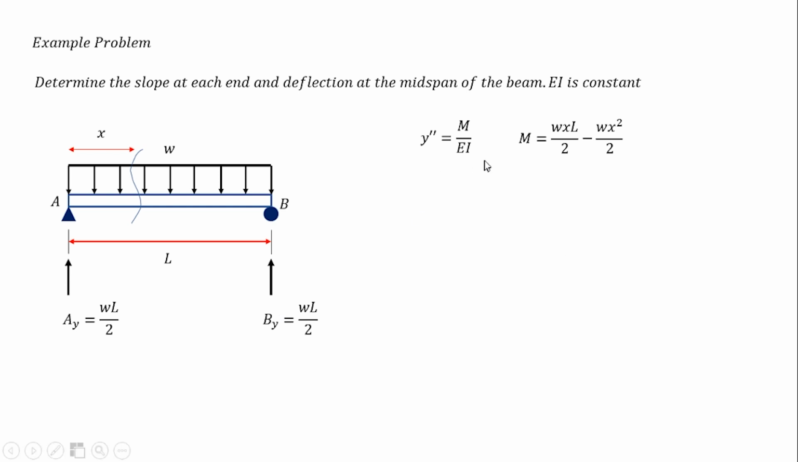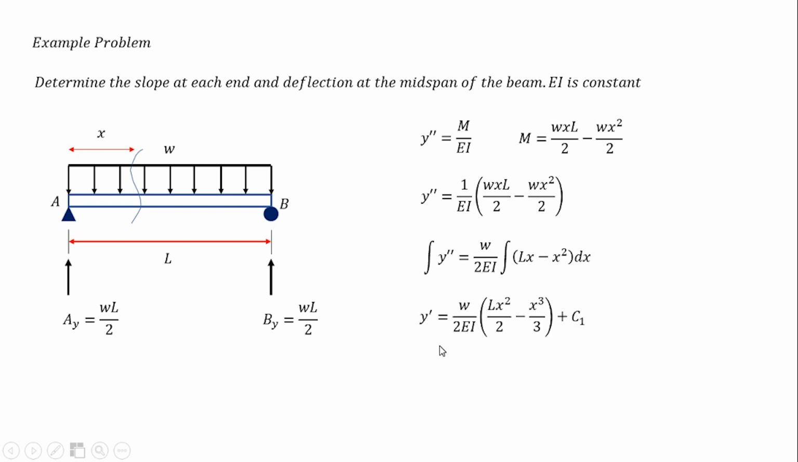So, substitute this value of M to this equation. We get Y double prime equal to, I took out the 1 over EI because this is constant, and what is inside is just WXL over 2 minus WX squared over 2. So, integrating both sides, we can take out the W and 2 because that is constant. So, the integral of Y double prime is equal to W over 2EI, the integral of open parenthesis LX minus X squared, closing parenthesis, differential X.